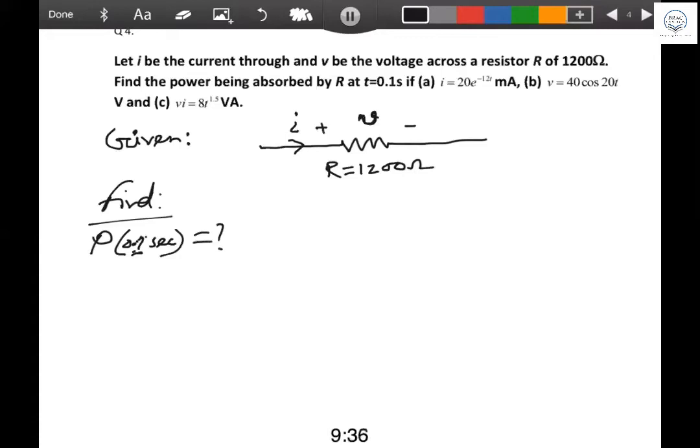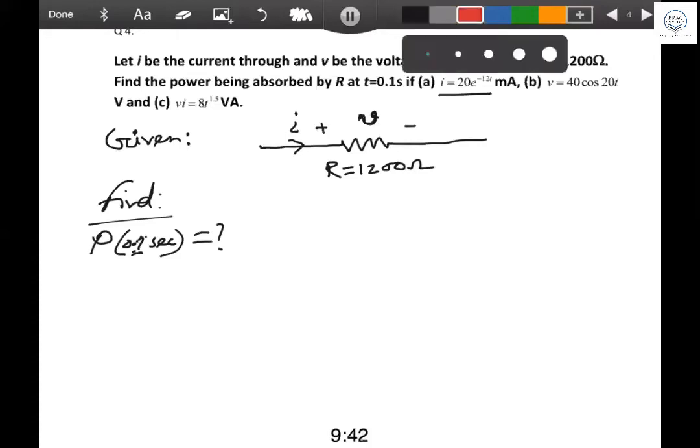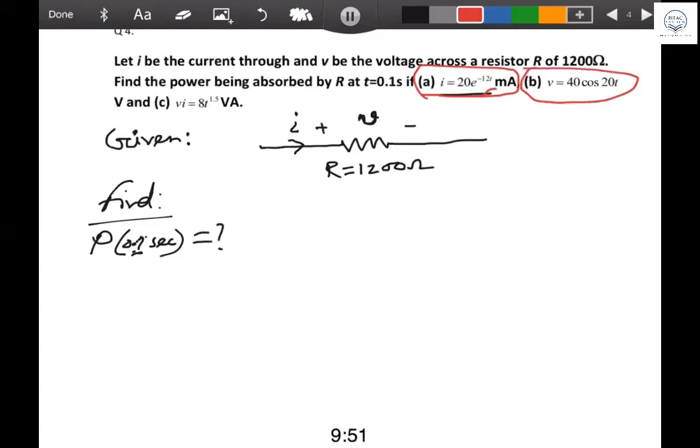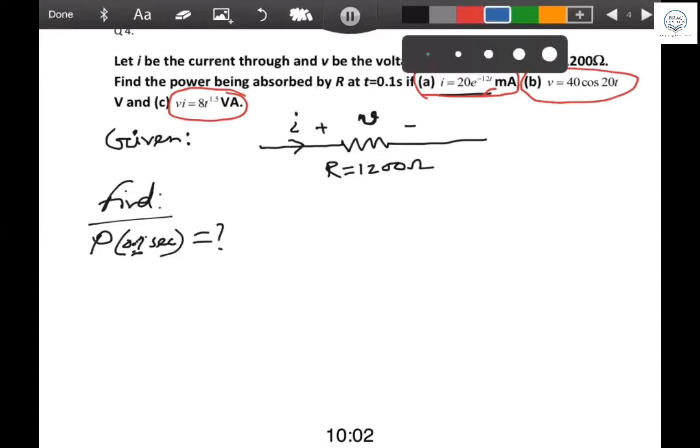For each case means, for number 1, case A, the current is given like this, in milliamperes. Case B is if the voltage is given like this, and case C is if V and I are given like this. These are the three cases for which you have to find the power. Now, let's go to the solution, first for A.